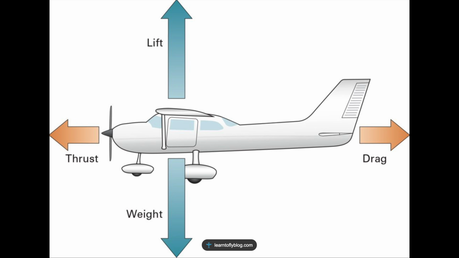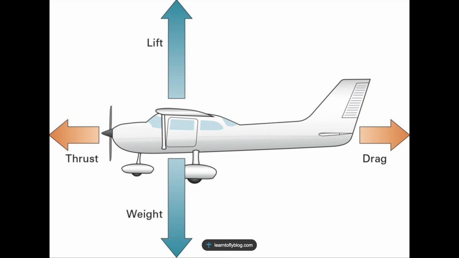Thrust is the forward force produced by the airplane's engine and propellers. It propels the aircraft through the air and acts in the direction of motion. Thrust must overcome drag to accelerate or maintain speed. The amount of thrust can be adjusted to control the airplane's velocity and climb rate.